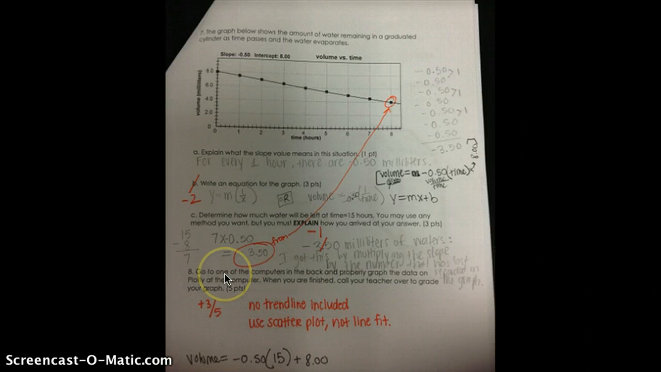Their last question was to come to the back. I have a couple computers in the back, and I had a set of data given to them, and then they had to graph that. With Plotly, I wanted to see how they were able to graph things, so I was looking. There were 5 points. I was looking for axes labeled, title, units with the axes labels, a scatter plot, and a trend line.